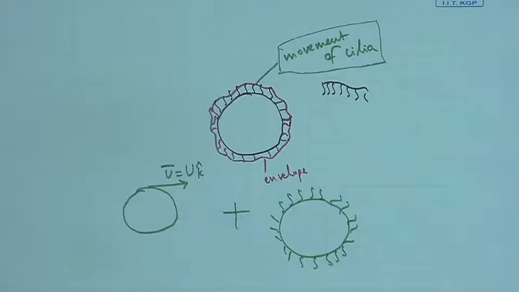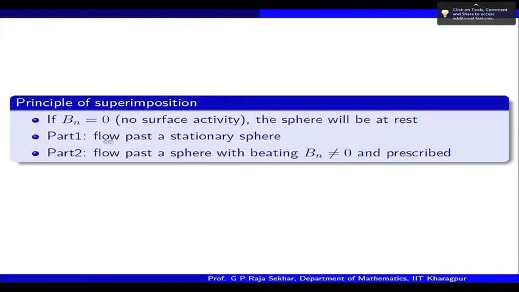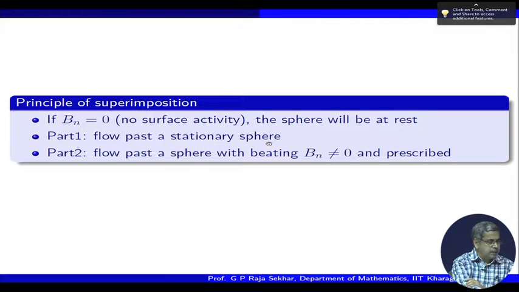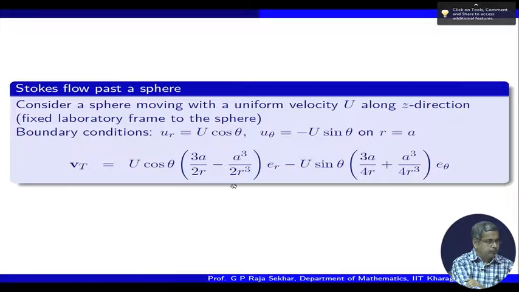So, we would like to solve the problem in two parts: flow past a stationary sphere, where, when we say stationary sphere, the frame is attached to the sphere, and then flow past a sphere with some non-zero beating, which is prescribed. First, we are considering a moving sphere with velocity u along the z direction. As I indicated, we are fixing the frame with the sphere.